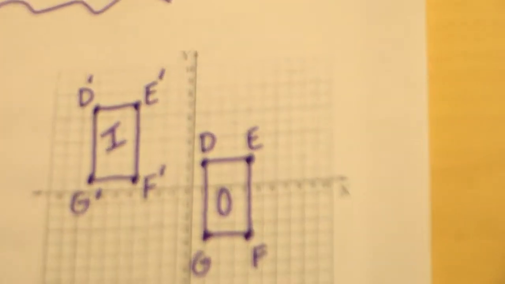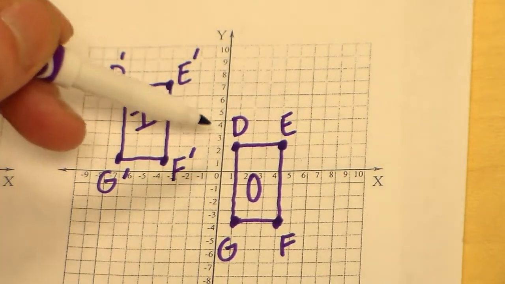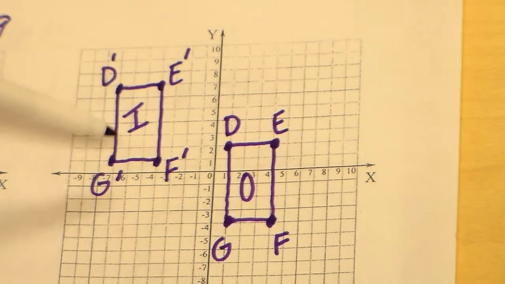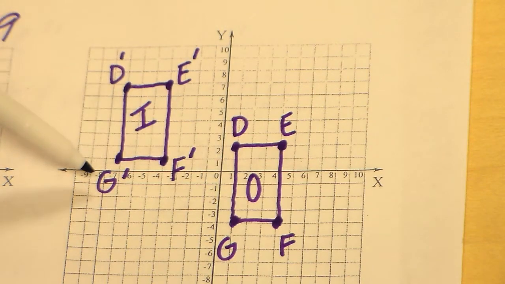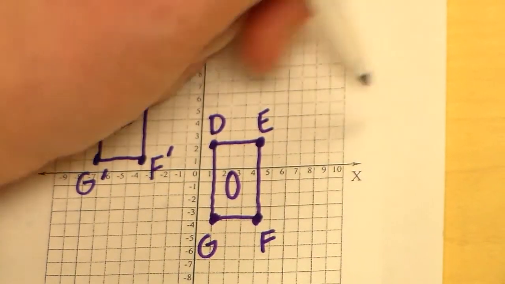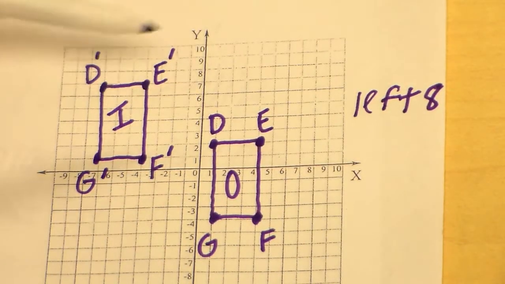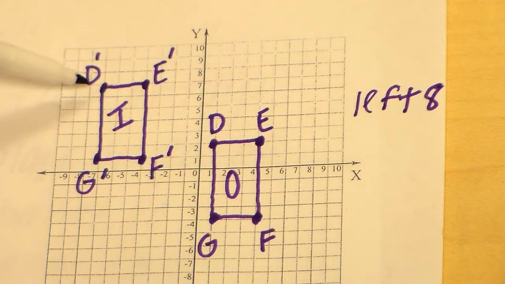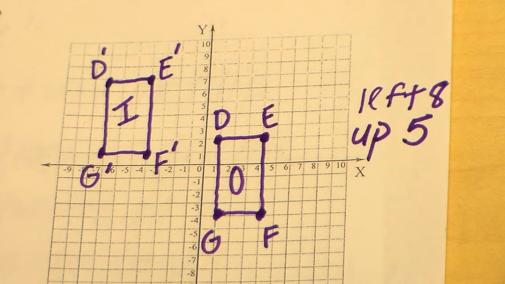Same idea. If I look from my original to my image, I've gone to the left 1, 2, 3, 4, 5, 6, should be 8. I think I miscounted. It should be 8 to the left because I'm going from 1 to -7. So I'm going to write that down just to keep track. I moved left 8, and I go up from D to D prime. It goes up from 2 up to 7. So that's up 5. And again, before this would have been okay enough to write down for a translation.